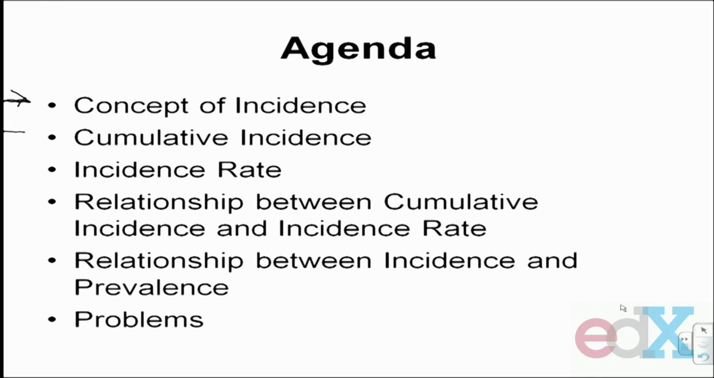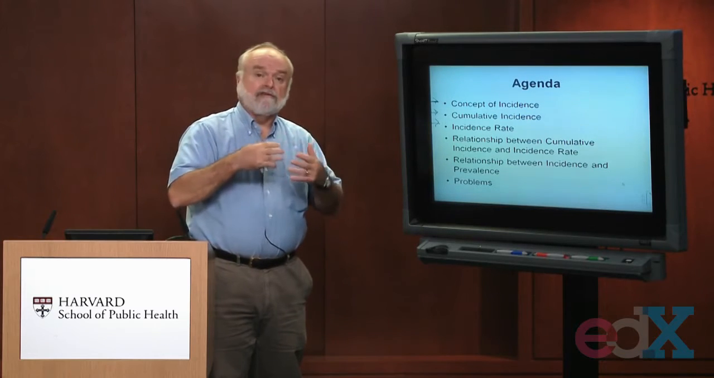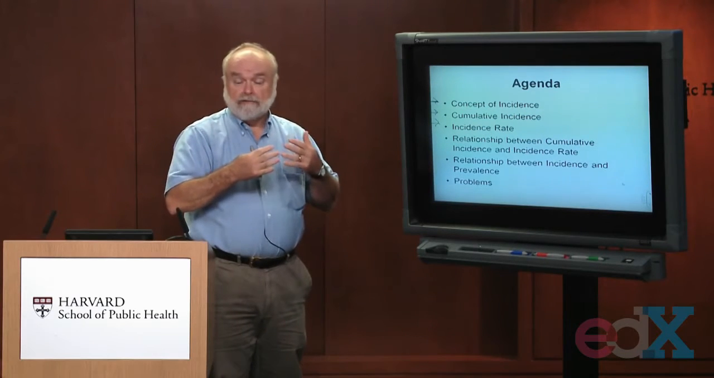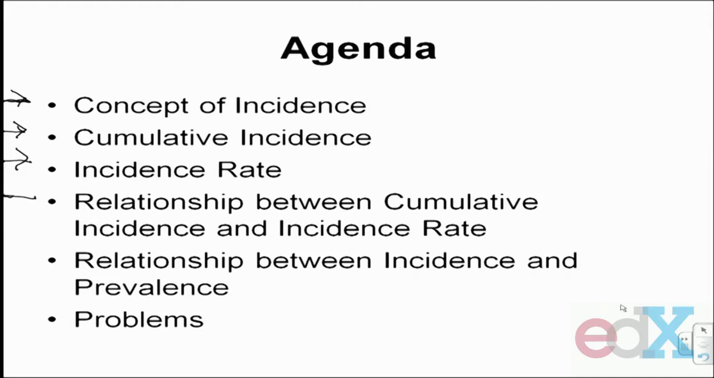First, I'll talk about measuring something called the cumulative incidence, and then in the following lecture, I'll talk about measuring incidence rates. After that, I'd like to explain the relationship between those two measures because they're both measuring something in common. So I'll talk about the relationship between cumulative incidence and incidence rates.